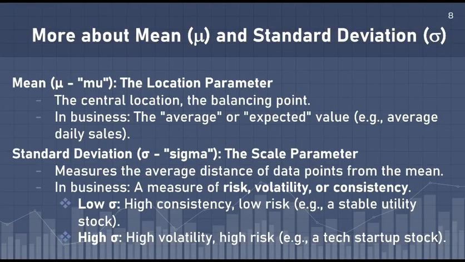Now, let us try to understand more about the mean and sigma. First thing is that the mean is represented by mu and sigma is represented by the standard deviation. The mean is called the location parameter. This is the value of x at which you get the peak. This is the average value, and this is the expected value.